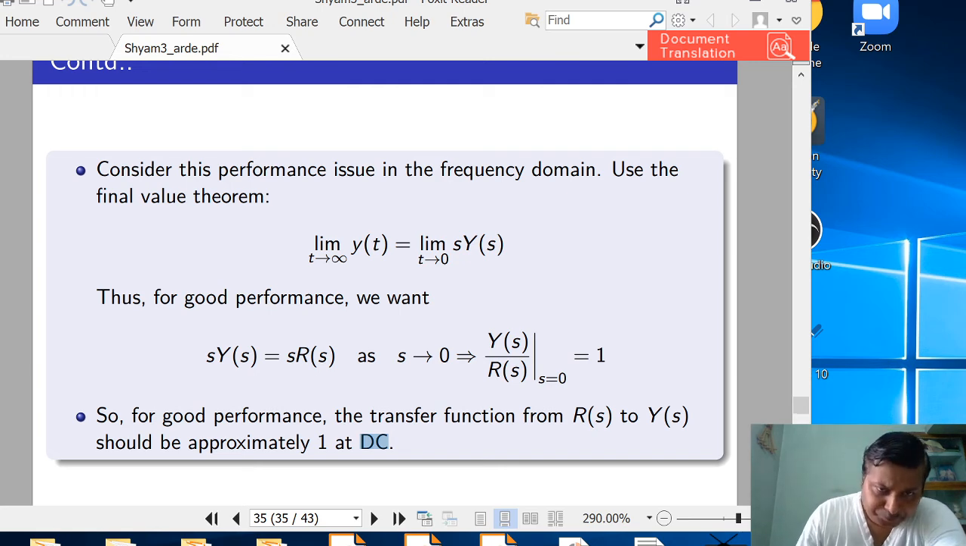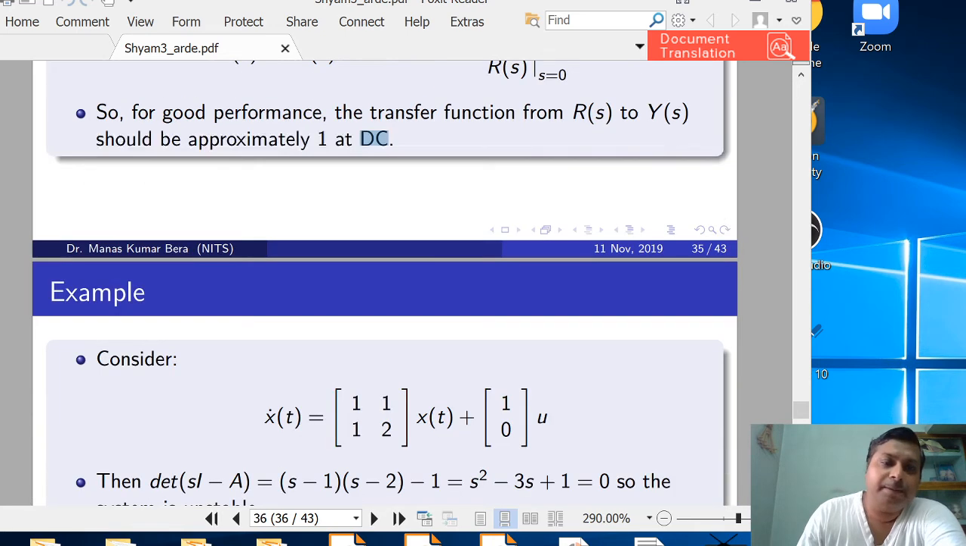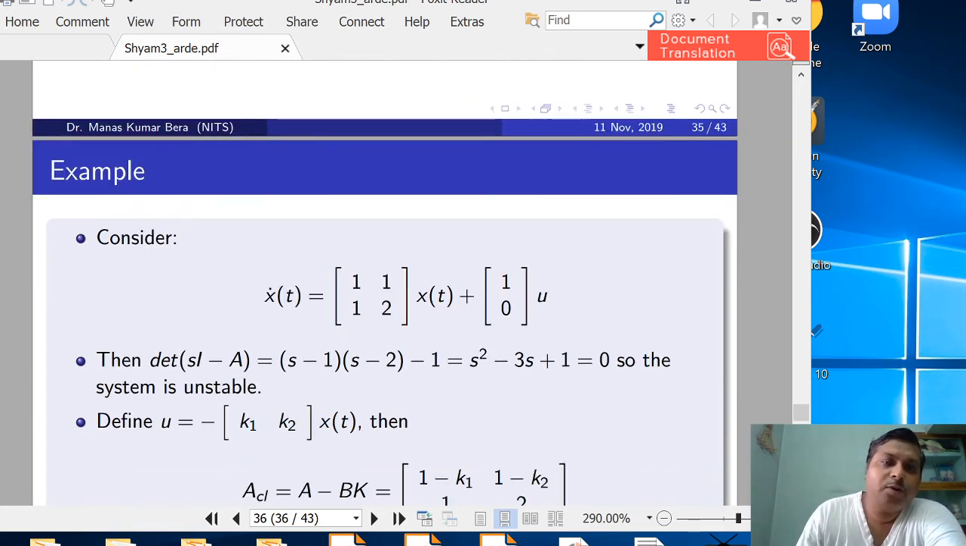So let us look at this requirement with an example. Suppose x dot equal to Ax(t) plus Bu(t), this kind of system is given, and if you find the characteristic equation of the system, that is s square minus 3s plus 1 equal to 0. So this system is unstable.